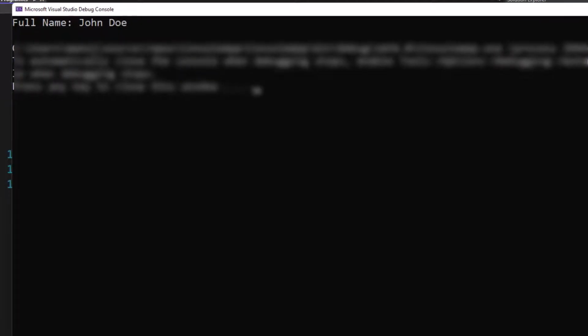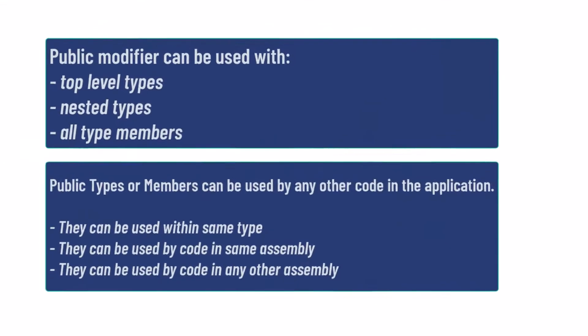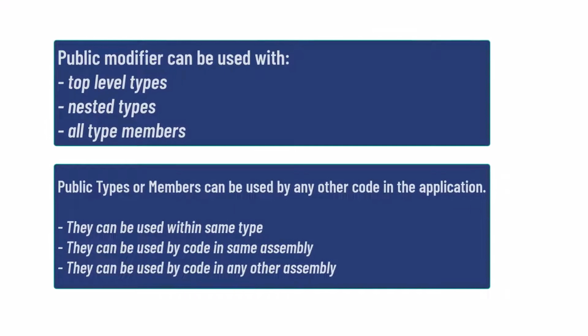So the conclusion here is public can be used with top level types and with nested types as well. Also, public keyword can be used with all kinds of type members. One more thing is, when we declare anything as public, it can be used from anywhere in the application, regardless of whether the consuming code is part of same assembly or not. Now, let's move on.